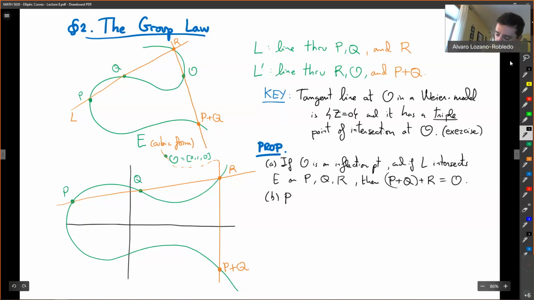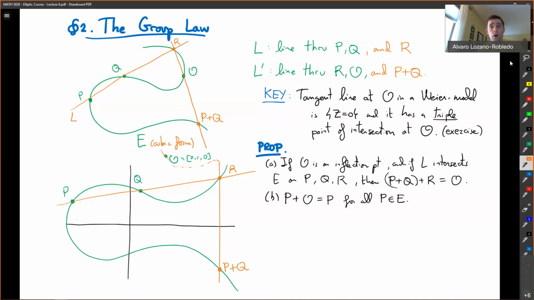B says that P plus O is P for all P on E. So you can see that, for example, if you want to add P and O, what I would do is first trace the line from P to O. That is going to be a vertical line. So the vertical line is going to go through O and find the third point of intersection.